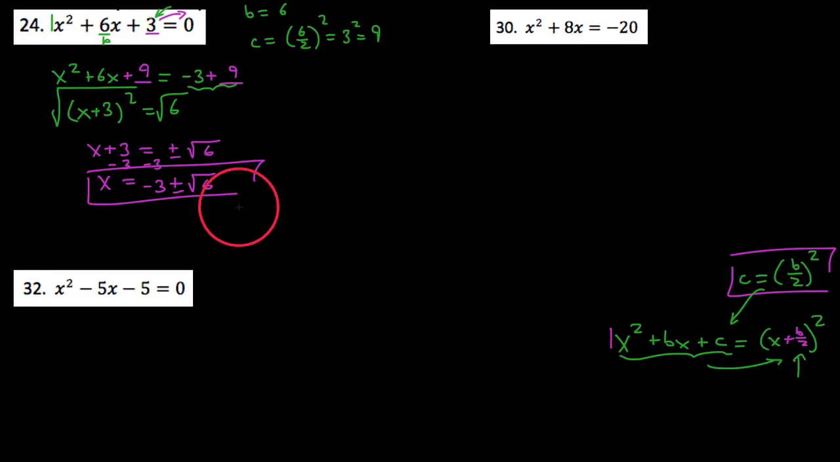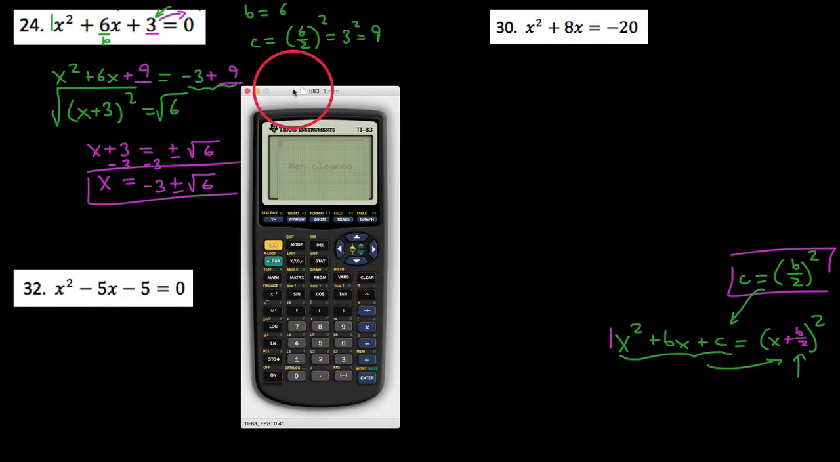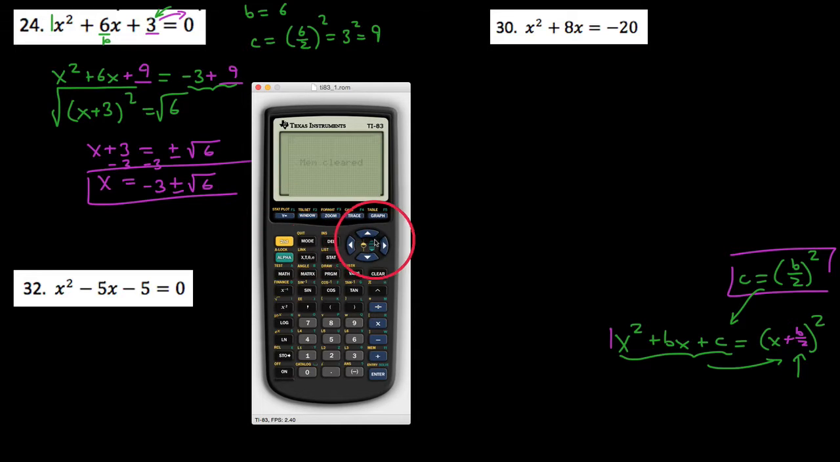I'm going to put a big fat box around this, and I'm going to say, hey, we get negative 3 plus the square root of 6 and negative 3 minus the square root of 6.